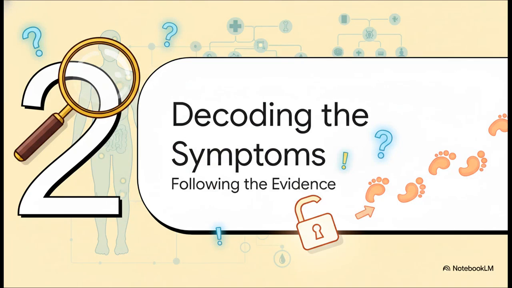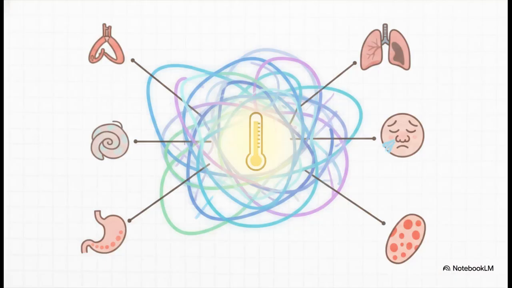Okay, now the real detective work starts. We've got to break down these symptoms piece by piece and figure out which clues are general and which ones are specific. But we immediately hit a roadblock. So many of these symptoms overlap. Think about it. A fever, a cough, weight loss. It's all just so frustratingly nonspecific. It's like the body is shouting that something is wrong, but it's not telling us what.